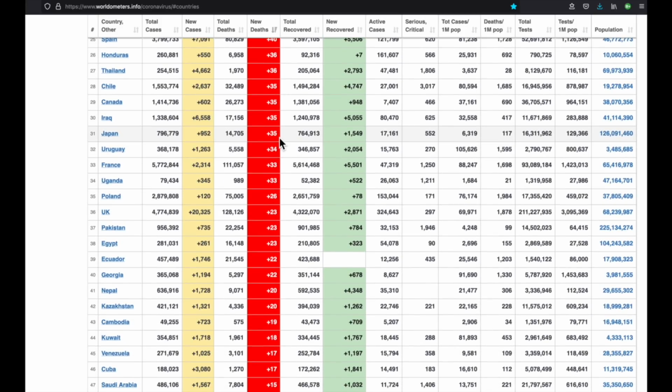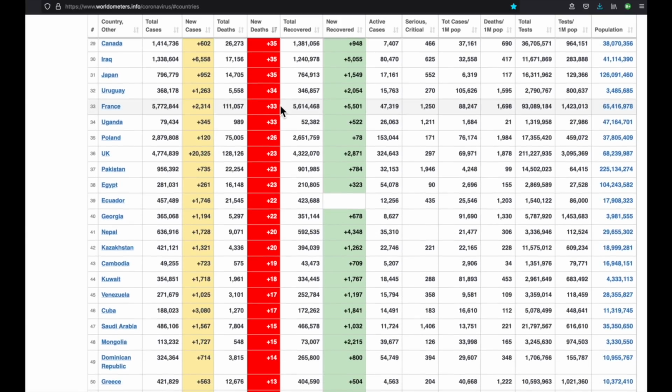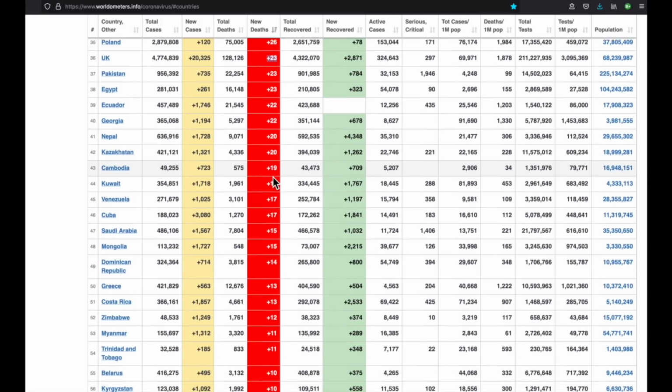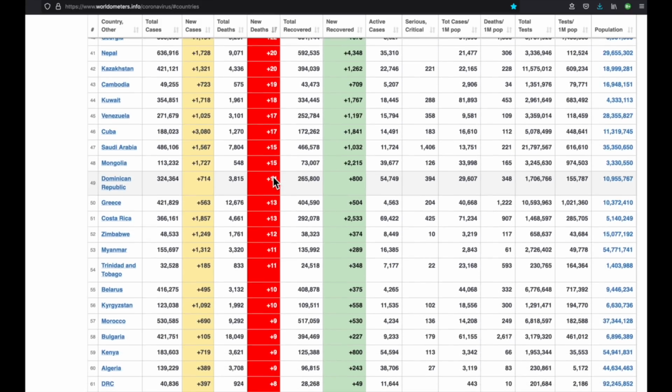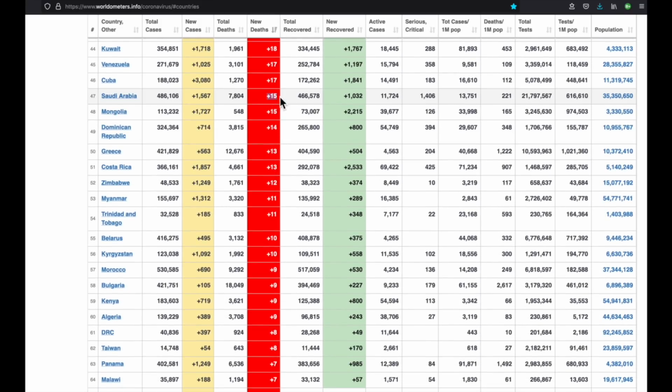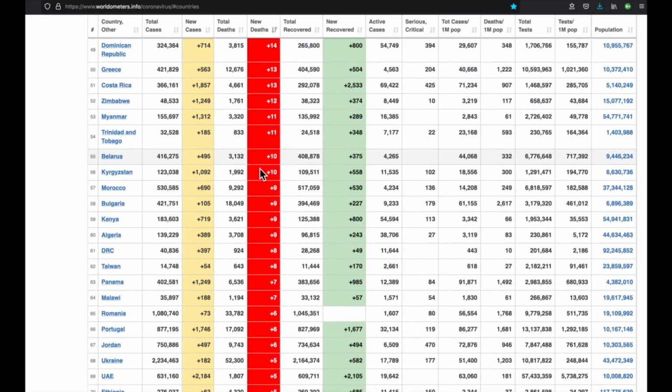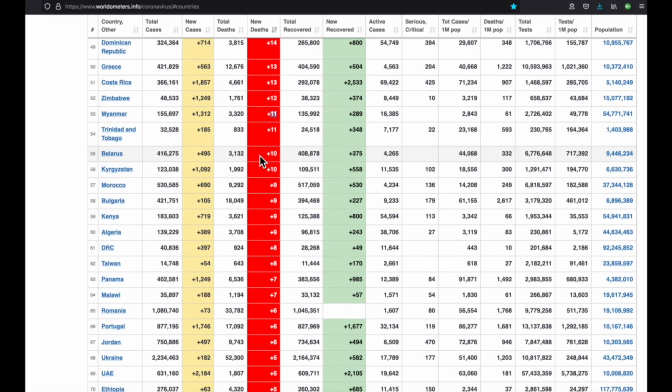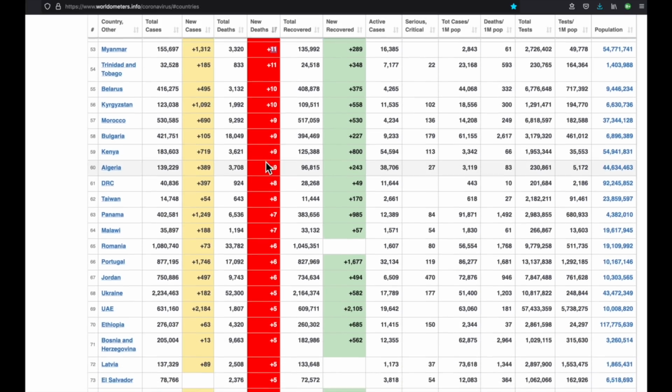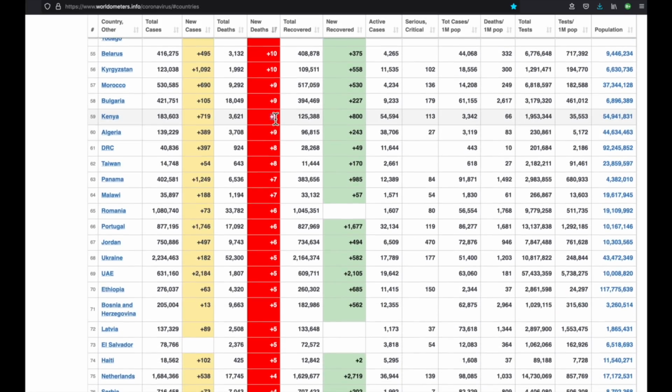Saudi Arabia had 15 yesterday. Myanmar had 11 yesterday. Kenya had 9. So Kenya has 3,621 people dead, but Kenya has a population of almost 55 million people. So with 55 million people, they have fewer people dead than New Jersey. How'd they do that? So we'll take a closer look at that.